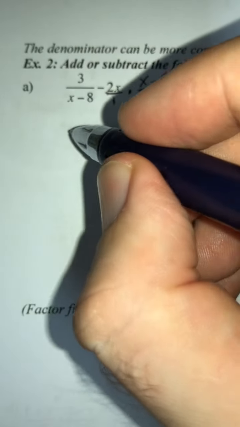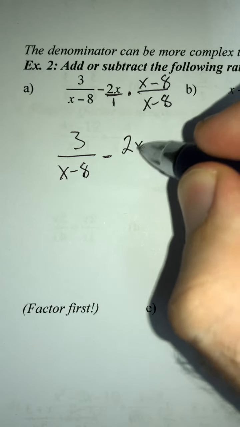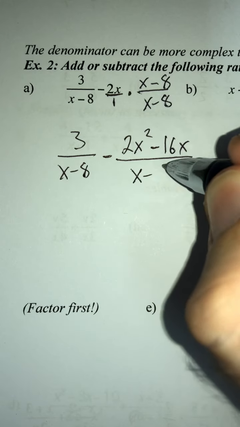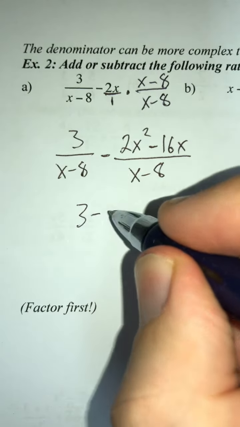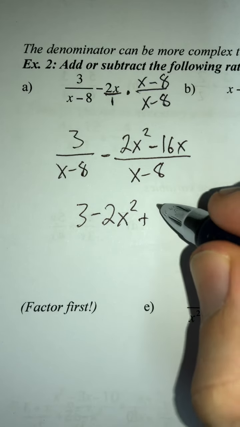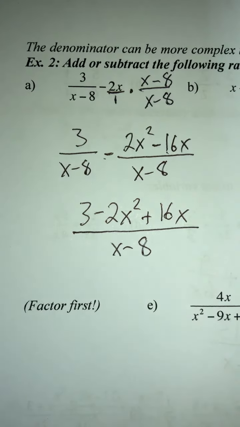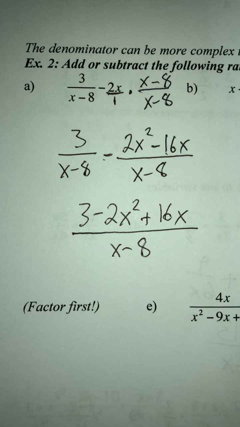So I've got 3 over x minus 8, this one didn't change, minus 2x squared minus 16x, and this is all over x minus 8. Then we can combine these, so you get 3 minus 2x squared plus 16x, because a minus and a minus, over x minus 8. There you go. So that's your answer. Is it ugly? You betcha, but it's all good. It's okay if it's a little bit messy like this. This is still your answer.